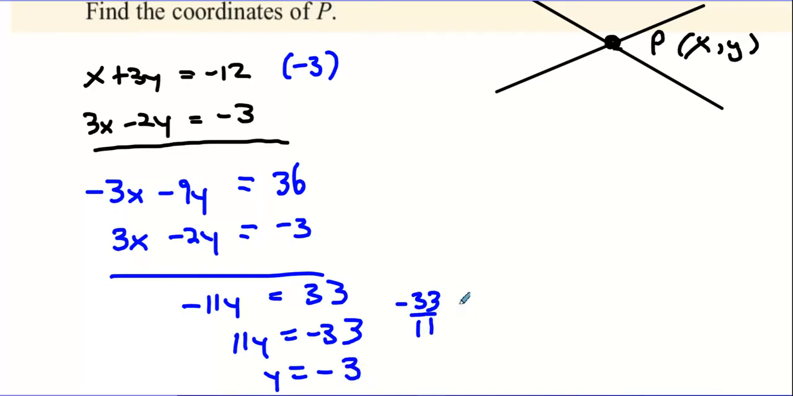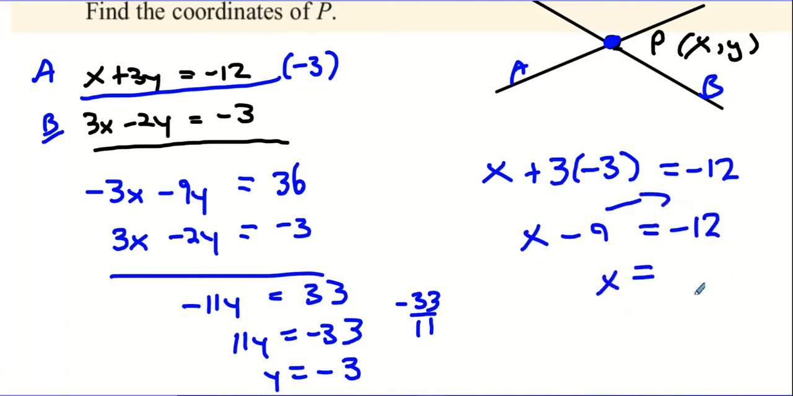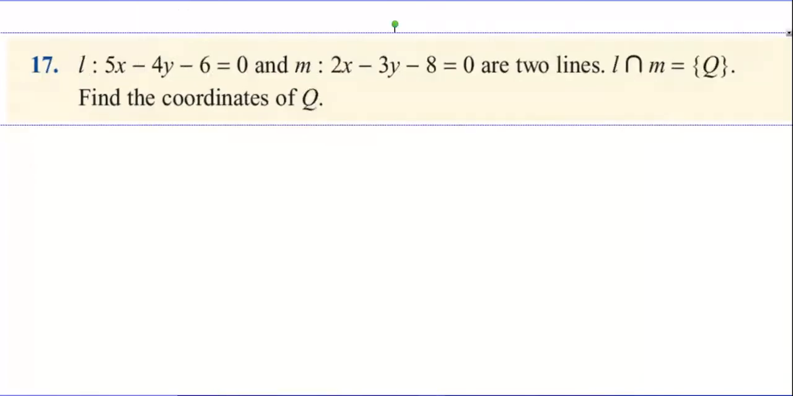Okay. Now we're going to pick either equation A or equation B, either line A or line B, because both lines contain this point, so the point works for both of them. So we're going to find out what the x value is when the y value is minus 3. I'm going to take equation A. So now it's going to be x minus 9 equals minus 12. Bring the 9 over to your side. x equals minus 12 plus 9. x equals minus 3. So P is the point minus 3, minus 3. Okay guys, so that's 2 and 16 done for you.